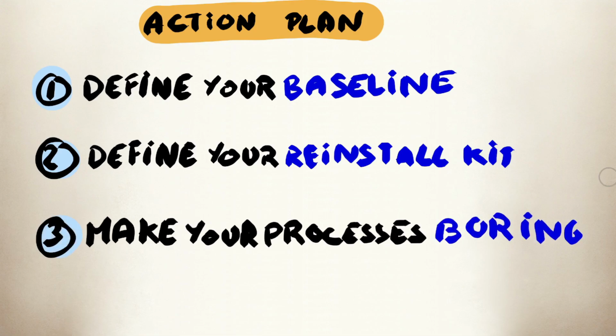Then make your processes boring, reliable, unsurprising, whatever you want to call it. But basically, you don't want to have any surprises. You want it to be mechanical and easy to implement. And again, if you don't know how to do that, this is the type of thing that AI excels at.